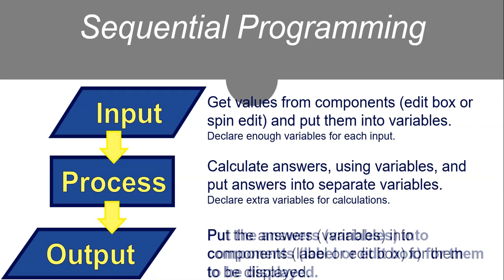So there we go. So those are the three things that we are going to do when we write any program. Input, get values from the user via the components and put them into variables. Process, calculate answers, put them into separate variables. Output, take those variables that contain the answers and put them into components that are visible to the user. So let's go try this in an example.